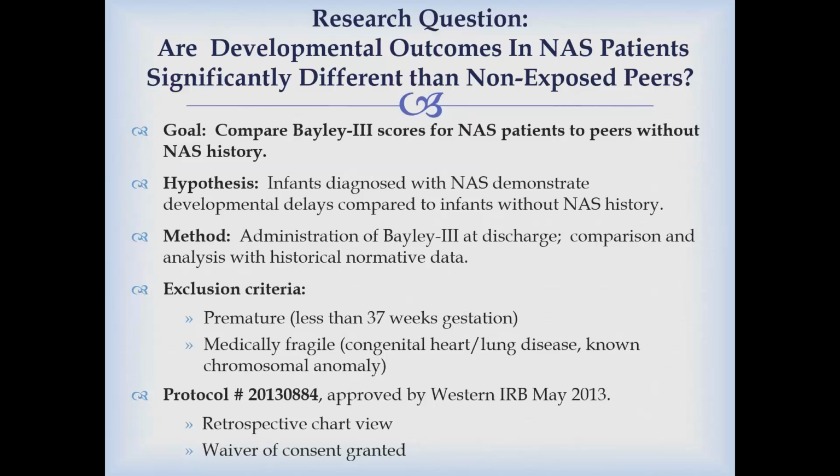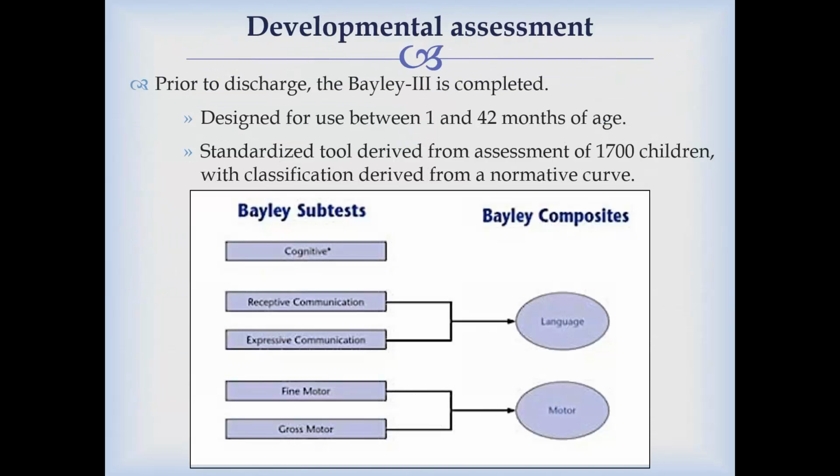So we wrote up a protocol, which was approved by Western IRB in May of 2013, and we did a retrospective chart review. Our hypothesis was that infants diagnosed with NAS demonstrate developmental delays compared to infants without NAS. We used the Bailey normative data, which was historical data. We excluded premature infants or those who are considered medically fragile with any number of serious illnesses such as congenital heart disease, significant lung disease, chromosomal or congenital anomalies.